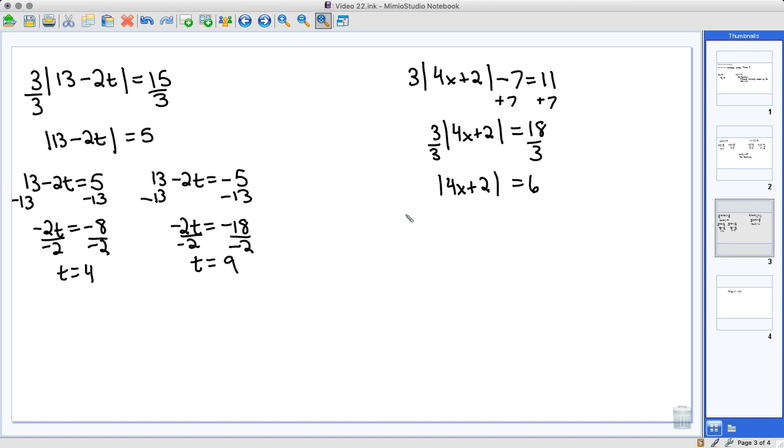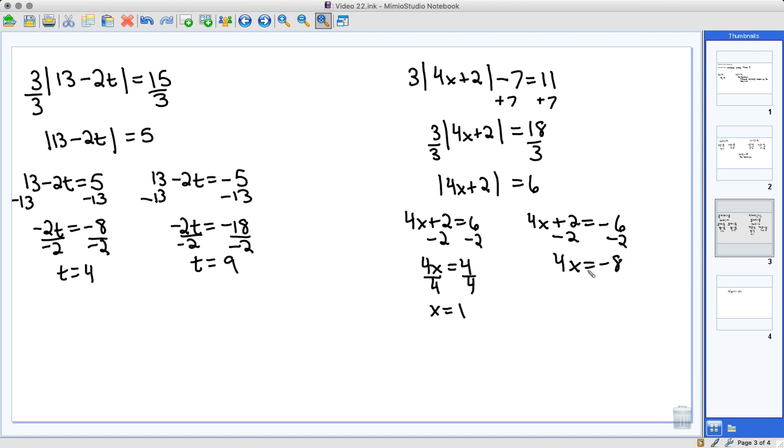So then you have 4x plus 2 equals 6, and 4x plus 2 equals negative 6. So we subtract 2, get 4x equals 4. Divide by 4, x is 1. Subtract 2 here, get 4x equals negative 8. Divide by 4, x is negative 2. Those are the hardest problems when we get to solving absolute value equations, right there.